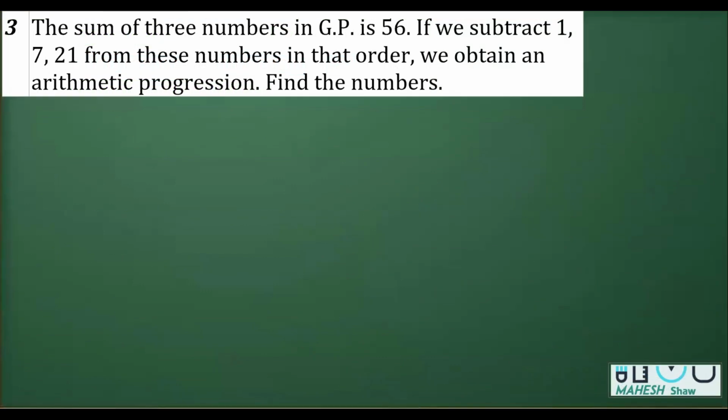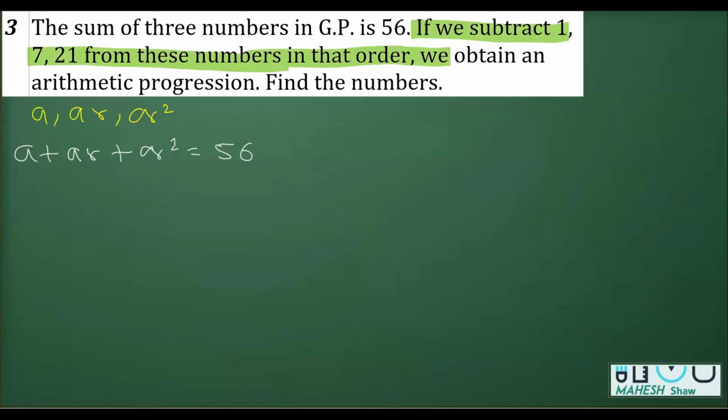Now, in the third question of the order I have taken, it says the sum of three terms of a GP is 56. Before reading further, let's take the three terms as A, AR, and AR square, as you know, the first three terms of a GP, and the sum is given. So this is A plus AR plus AR square is given as 56. As I read it further, it says that if you subtract 1, 7, and 21 from these numbers in order, we obtain an arithmetic progression.